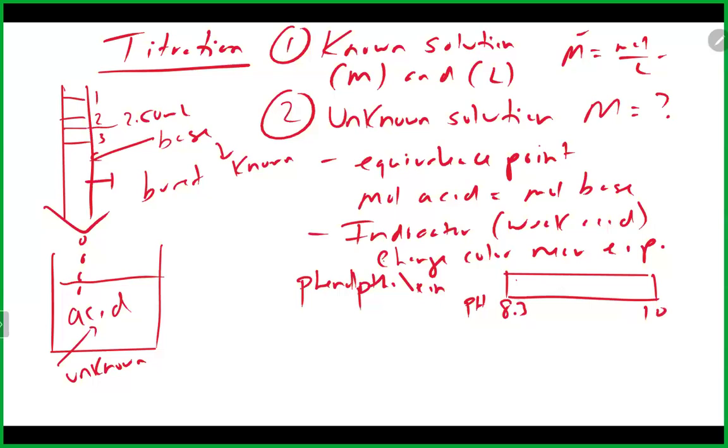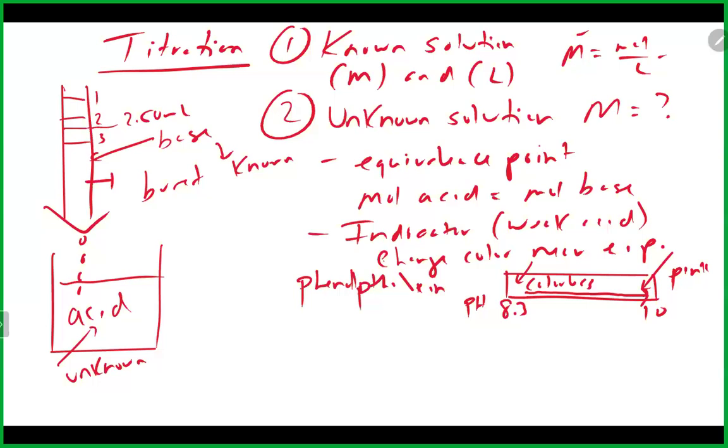Phenolphthalein is colorless in acidic solution, colorless in neutral solution, but turns a lovely shade of pink in a basic solution. At 8.3, it's colorless, and as it heads up to 10, it gets pinker. So 8.3 is colorless, then super light pink, and then super dark pink as your pH changes in your titration.